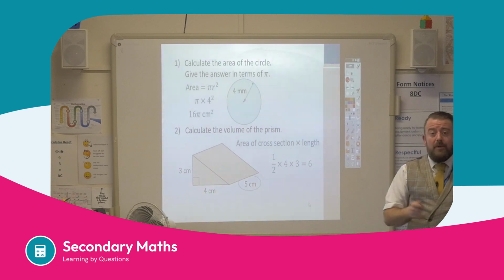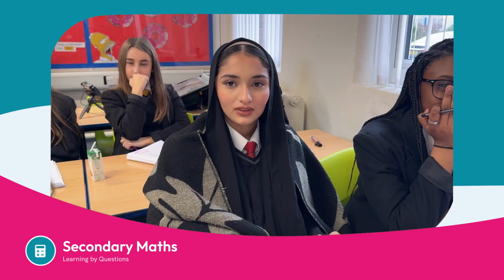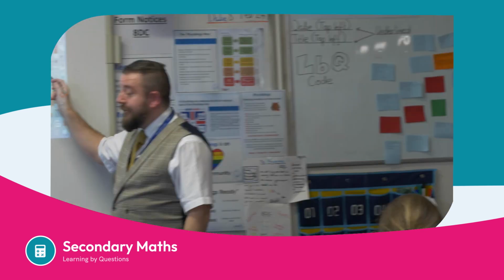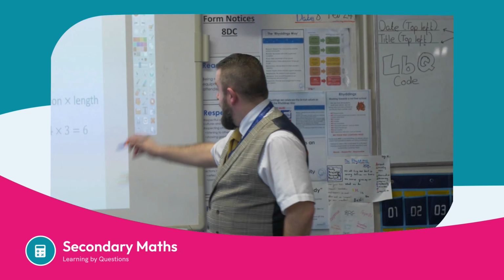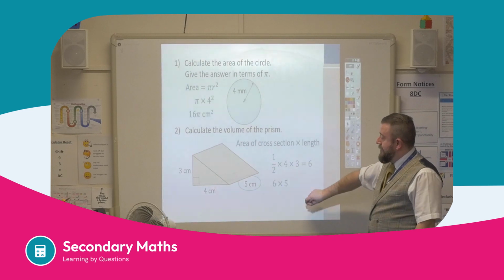So again, we're going to be working with the area of a cross-section times by the length. So as long as we can find the area of 2D shapes, then all we have to do is multiply it by the length. Let's go into the main content.